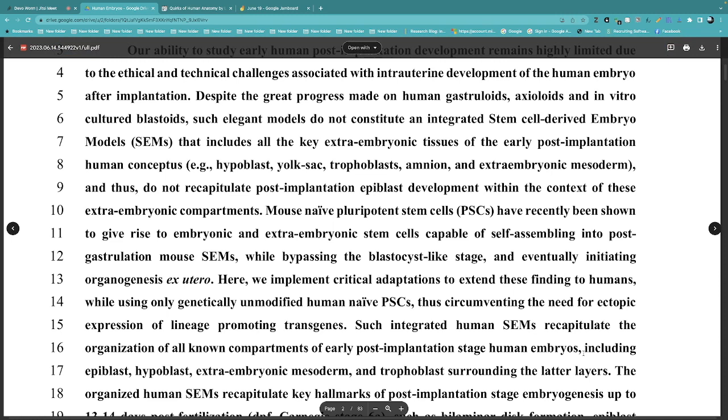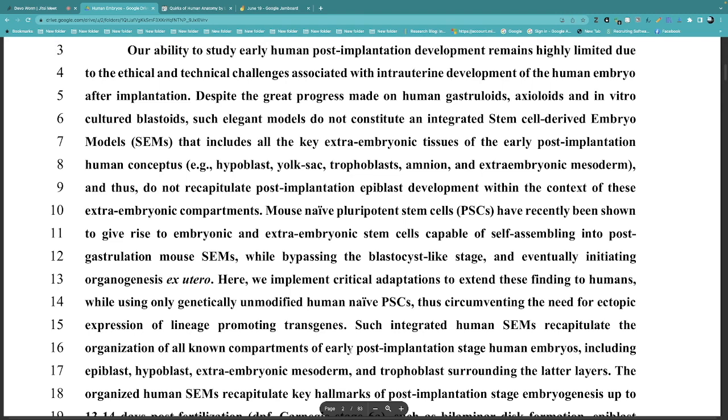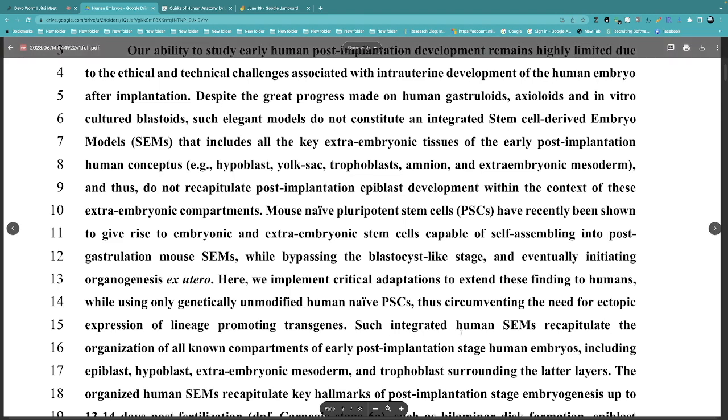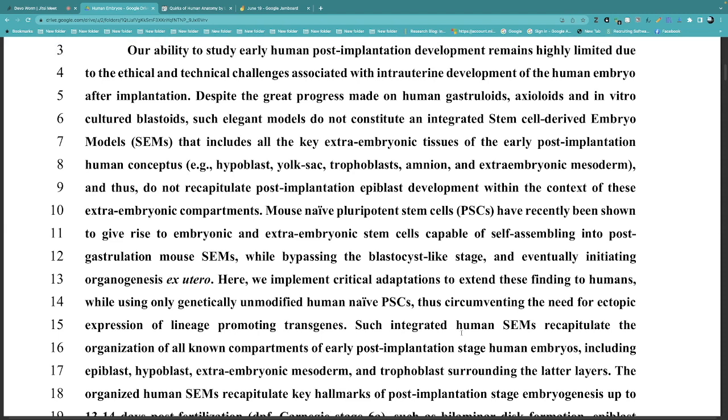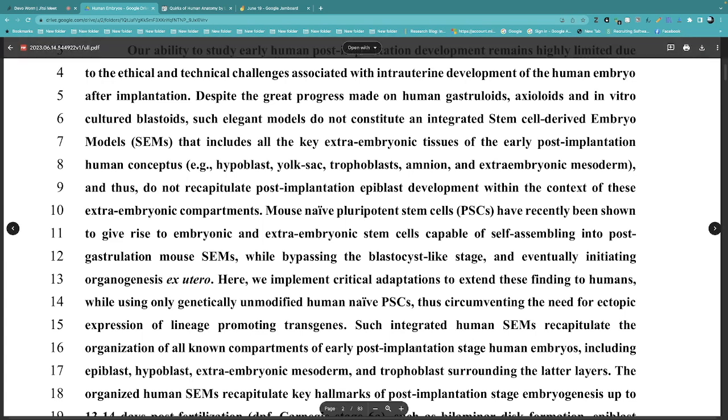So what that means is that you have the mouse model that they've been able to do successfully. And they've been able to get around this step of implantation and sort of fast forward through development a bit and get some of these structures that we're interested in. So this is different than your typical organoid in that the organoid can generate some of the cell types of organs, but it doesn't necessarily recapitulate some of the compartments that we need for early post-implantation stage human embryos.